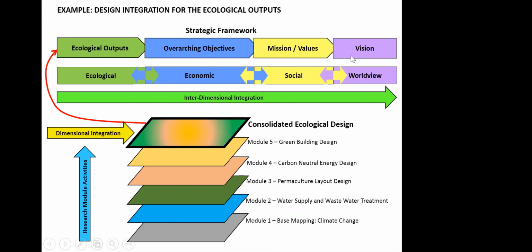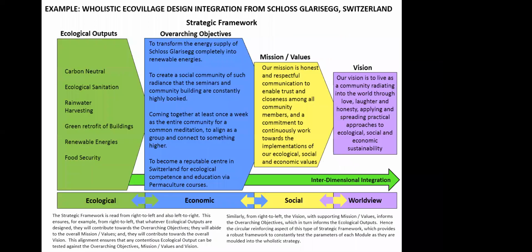Let's look now at an example of what this looks like. So this is from a couple of years ago, the Schloss Glarisegg Eco Village in Switzerland. They did a case study back in about 2012, and I think the basis of this case study they've pretty much implemented. If you look at this Eco Village at the moment, they're running EDEs. I think they're also running permaculture courses. It's quite a thriving community. And they didn't quite do the strategic framework in their case study report back in those days, but I managed to tease out the relevant information to show you what it would have looked like.